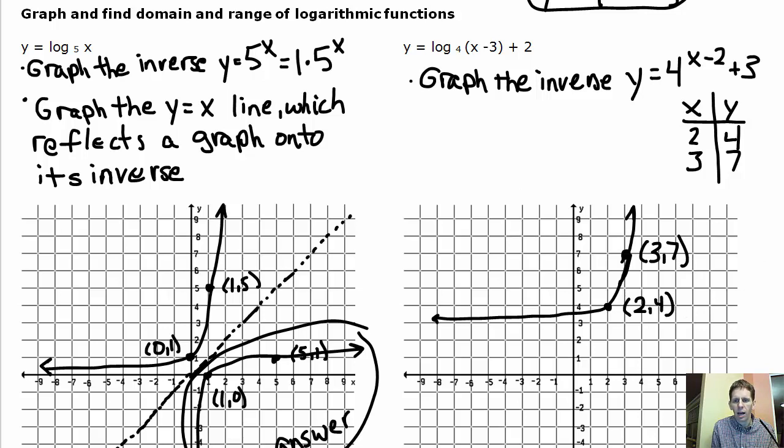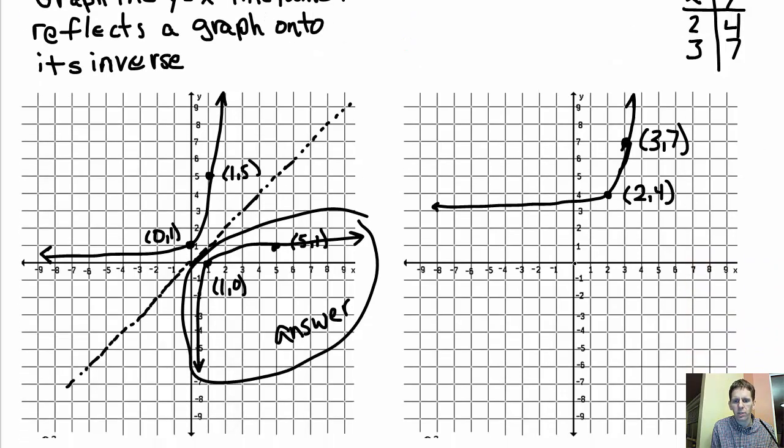Again, I'm going to graph the y equals x line, sort of my reflection line, that will reflect a graph onto its inverse. Then I'm also going to graph these inverted points. So I'm going to take (2, 4) and (3, 7). I'm going to flip-flop the numbers. So (2, 4) becomes (4, 2). (3, 7) becomes (7, 3). Both of these points will become values on my logarithmic curve.